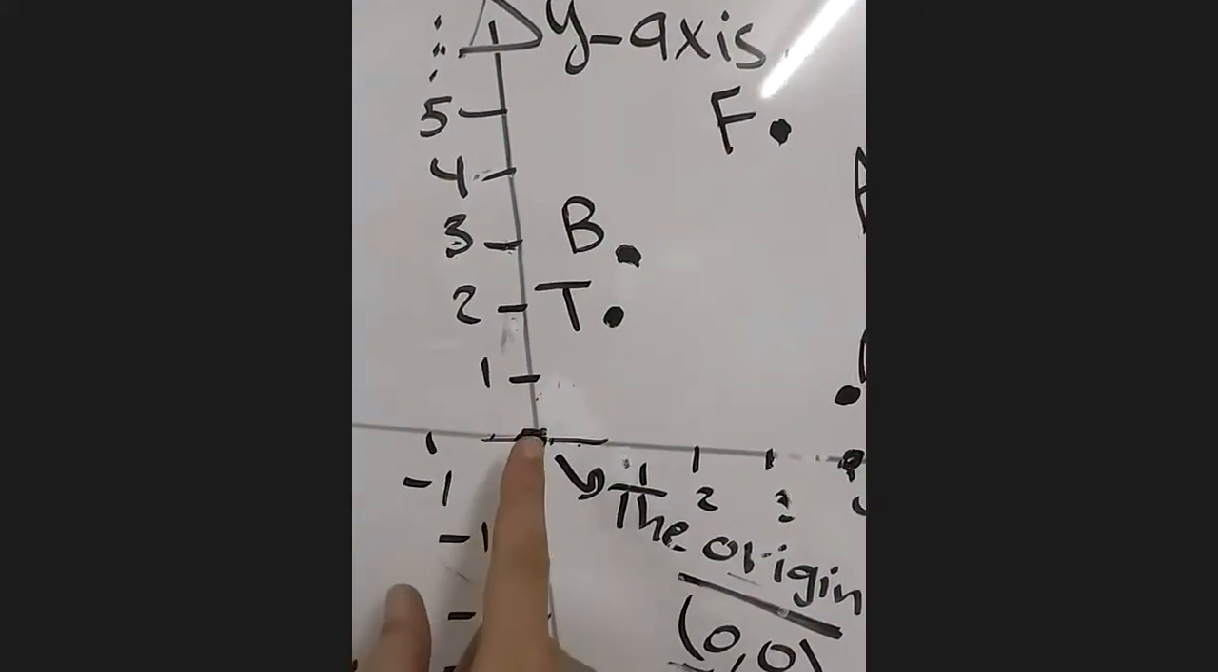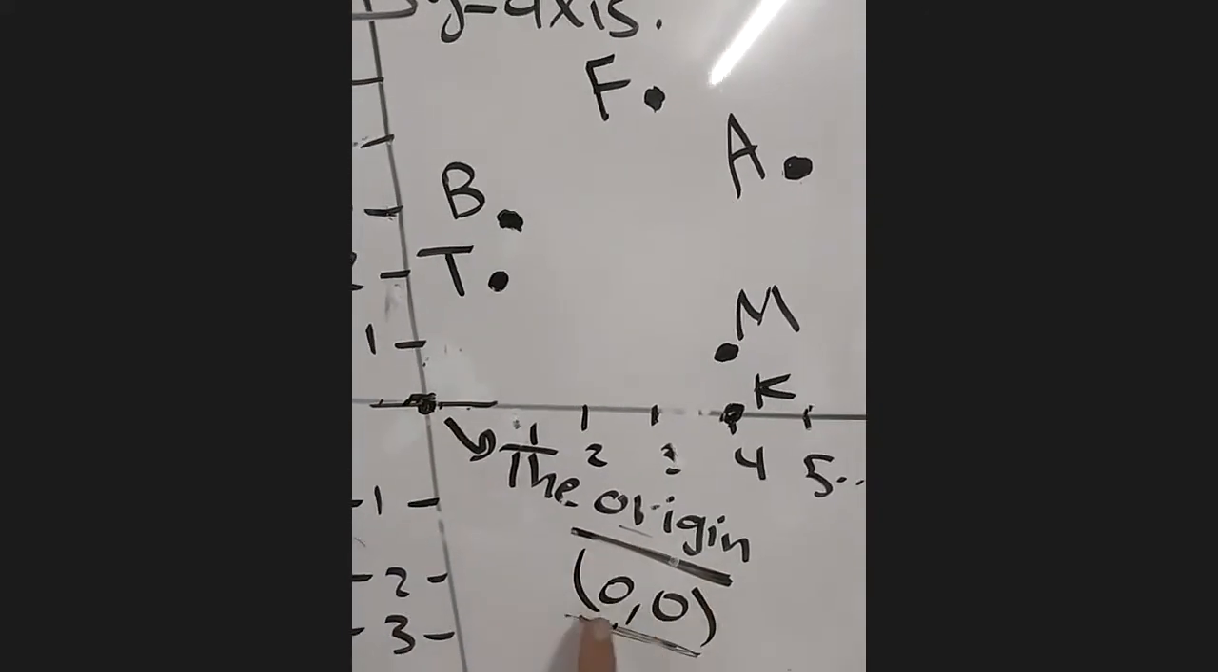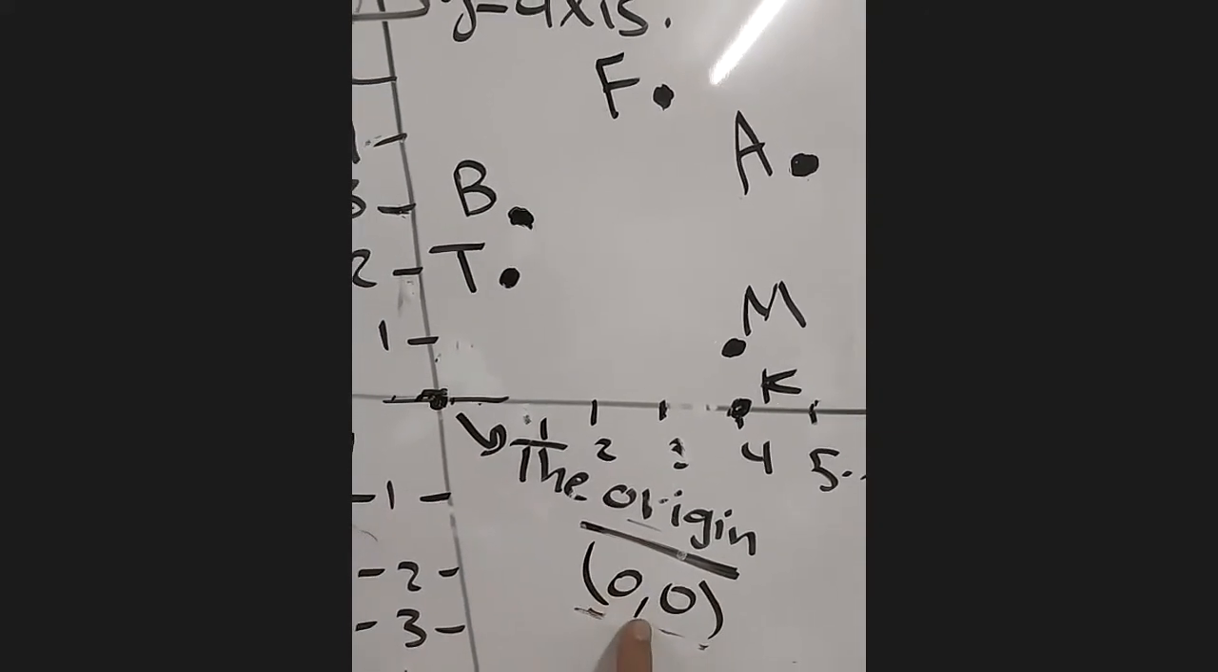Okay. Now this point at the middle, we call it the origin, and it's always 0 and 0. Got it? Okay. Good boy.